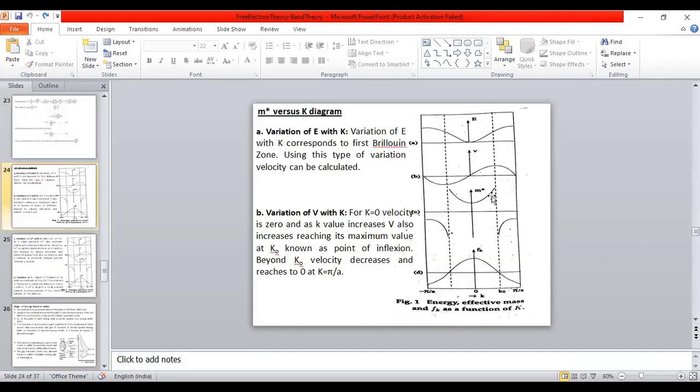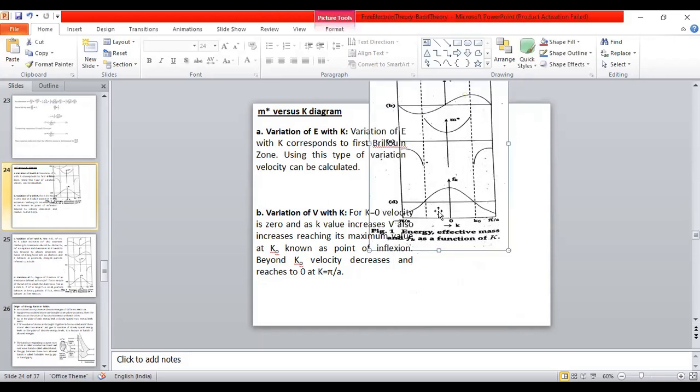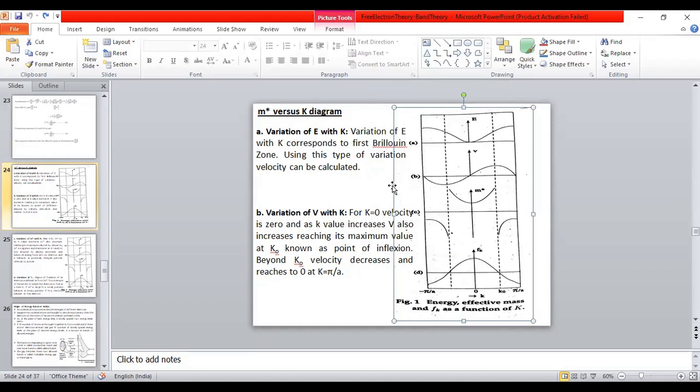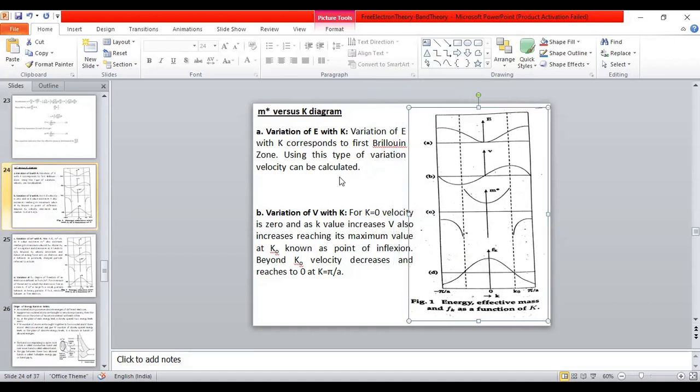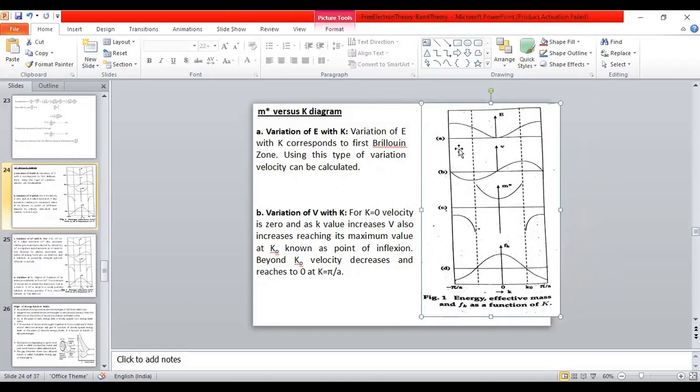The m star versus k diagram, variation of E with k. Energy, effective mass and f(k) as a function of k. You see A, B, C, D, four different diagrams are given here. The variation of E with k corresponds to the first Brillouin zone. Using this type of variation, velocity can be calculated.